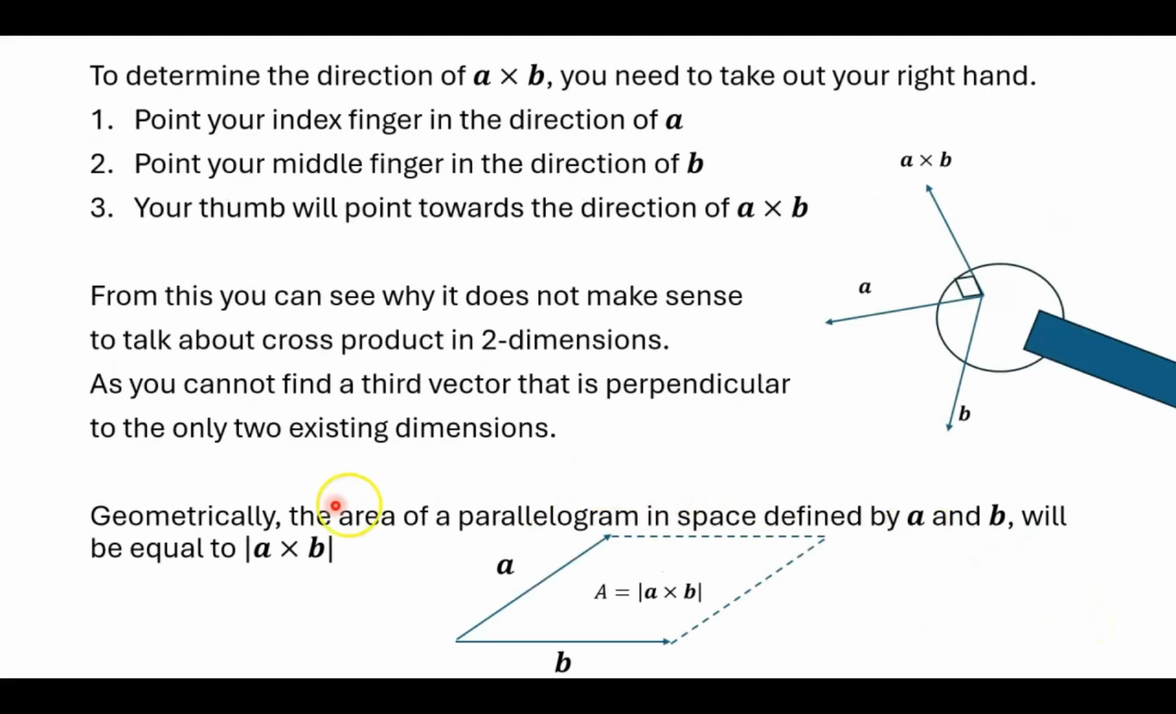And the last point, we're going to talk about the geometrical interpretation of the modulus of a cross b. The area of a parallelogram in space defined by a and b will be equal to the modulus of a cross b. So what does this mean? If you have a here and b here, they make the sides of a parallelogram, and you want to find the area of this parallelogram, it will be the magnitude of a cross b.